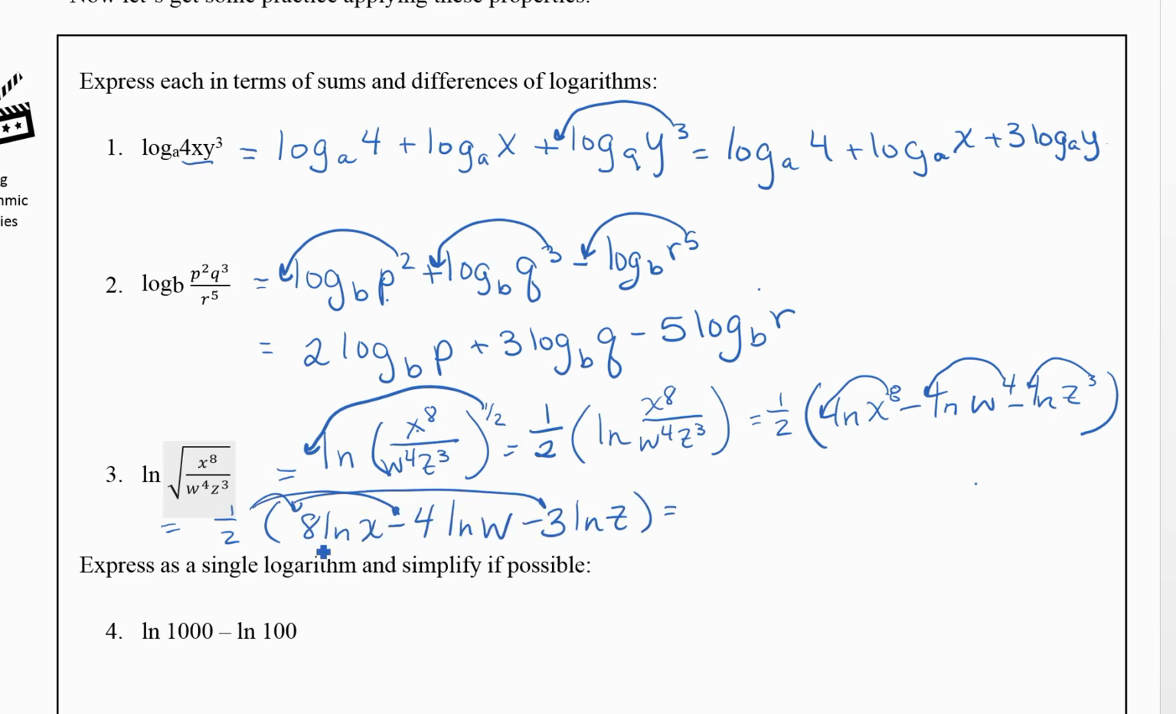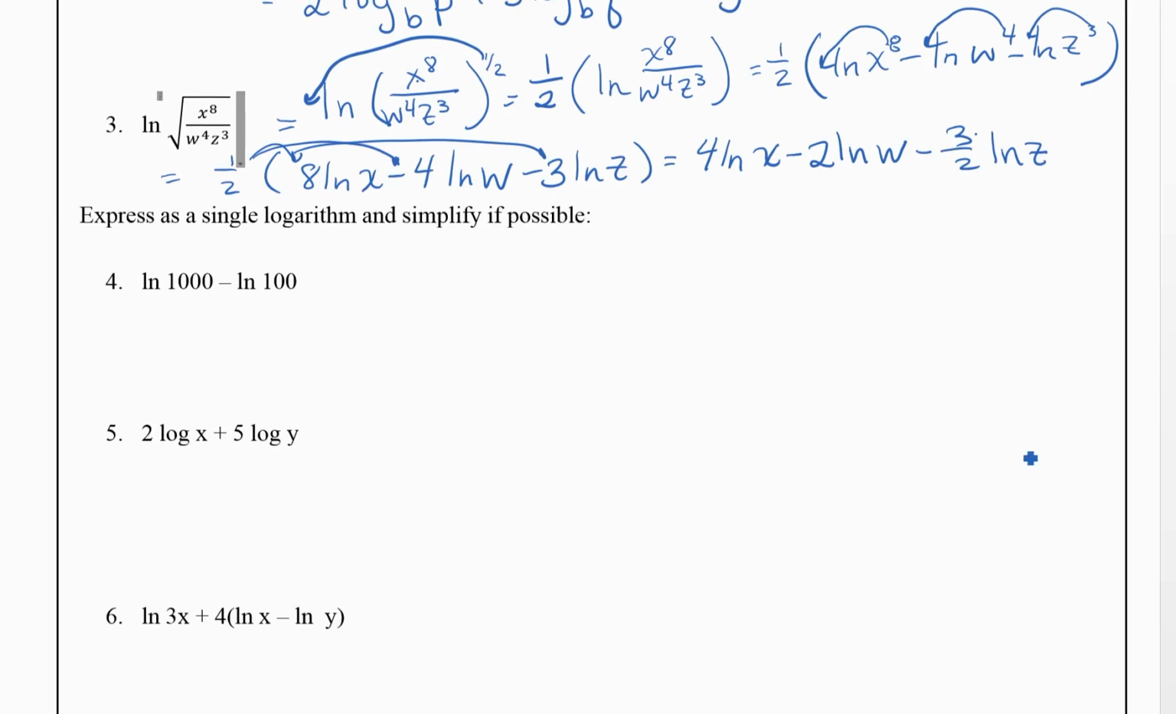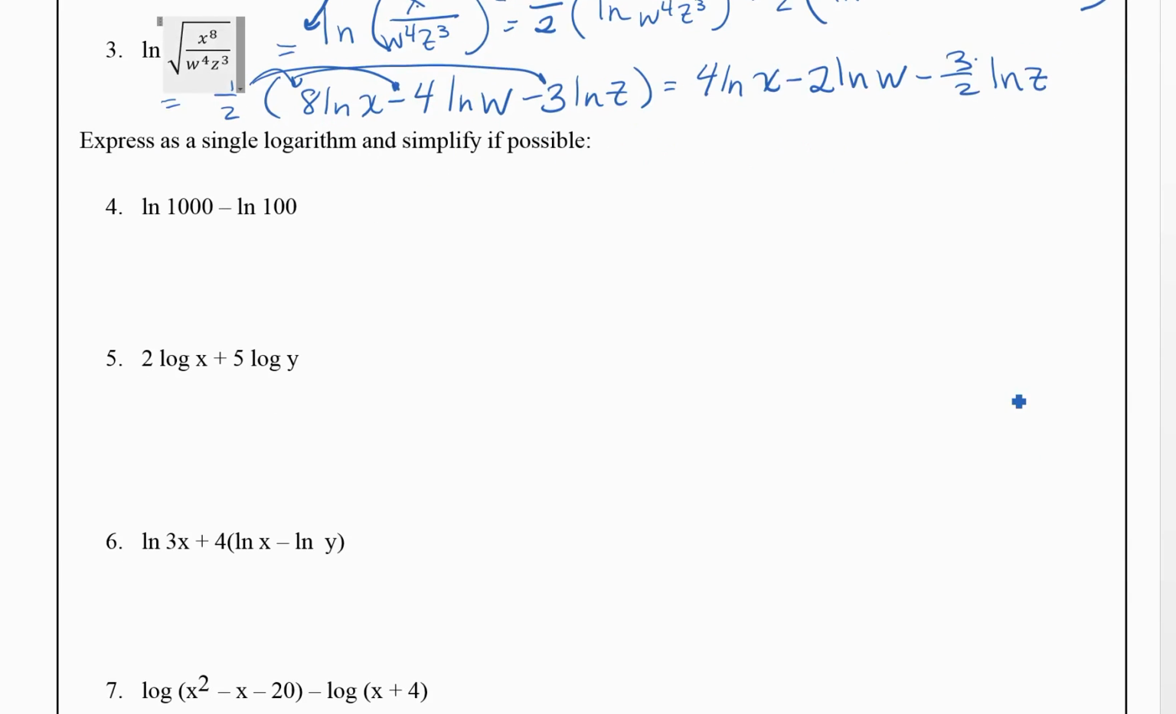So we have 1/2 times 8, so that'll give us 4 natural log of x. 1/2 times negative 4, so minus 2 natural log of w. And 1/2 times negative 3, minus 3/2 natural log of z. Okay, now we can also go the other way if we want to simplify things into one logarithm. So this says express as a single logarithm and simplify if possible.